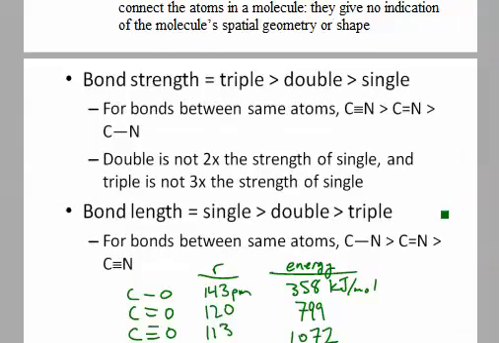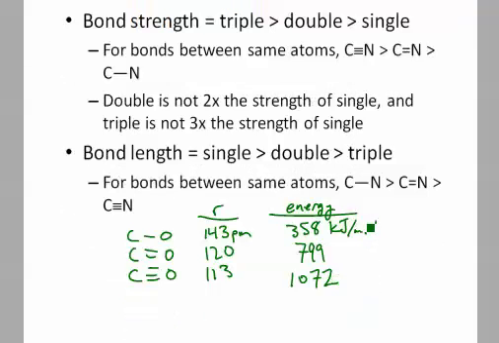Okay, so the bond strength, triple is greater than double is greater than single, and the bond length, single is greater than double is greater than triple. So the bond order really gives you an idea of what that bond is like. Okay, so again, it's best to compare bonds between similar atoms.